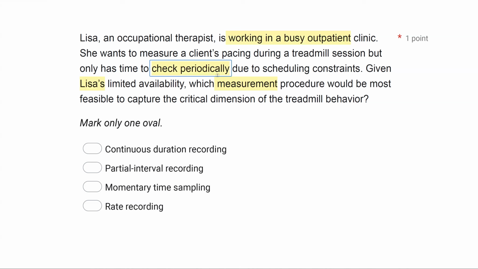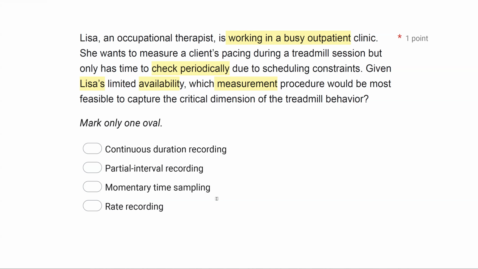So, given Lisa's constraints and limited availability, what do we know immediately? We know she's going to be using discontinuous measurement. She can't be using a continuous duration recording if she can only check periodically on the behavior. To use continuous recording, you've got to measure the behavior the entire time. So she can use partial interval, right? Because that is discontinuous. However, even with partial interval recording, you still have to watch until the behavior happens. So if Lisa can only check periodically, she's still missing some of the crucial parts of behavior.